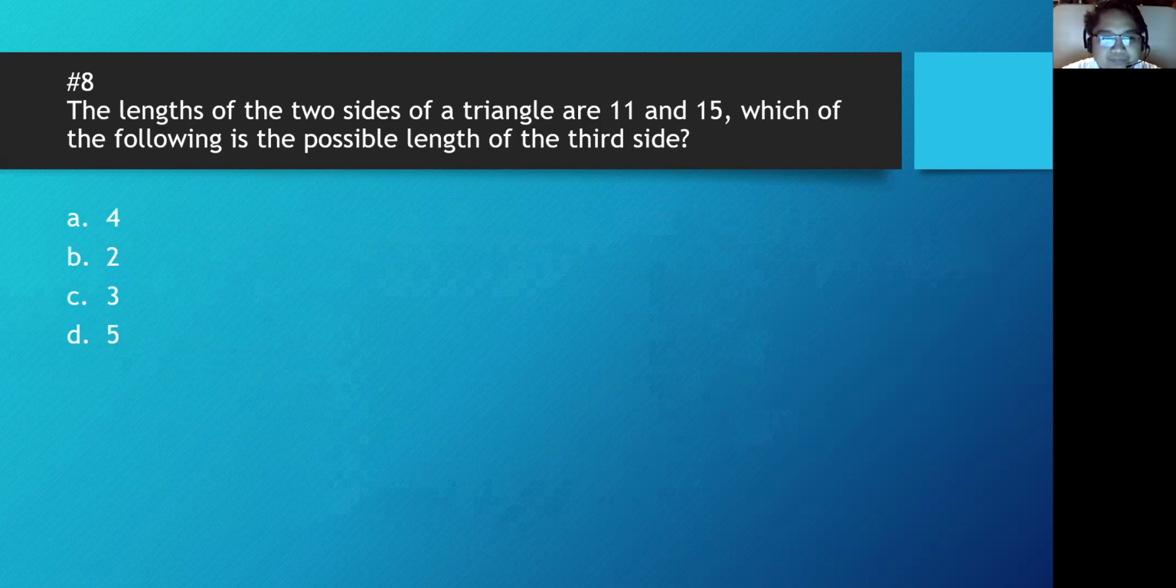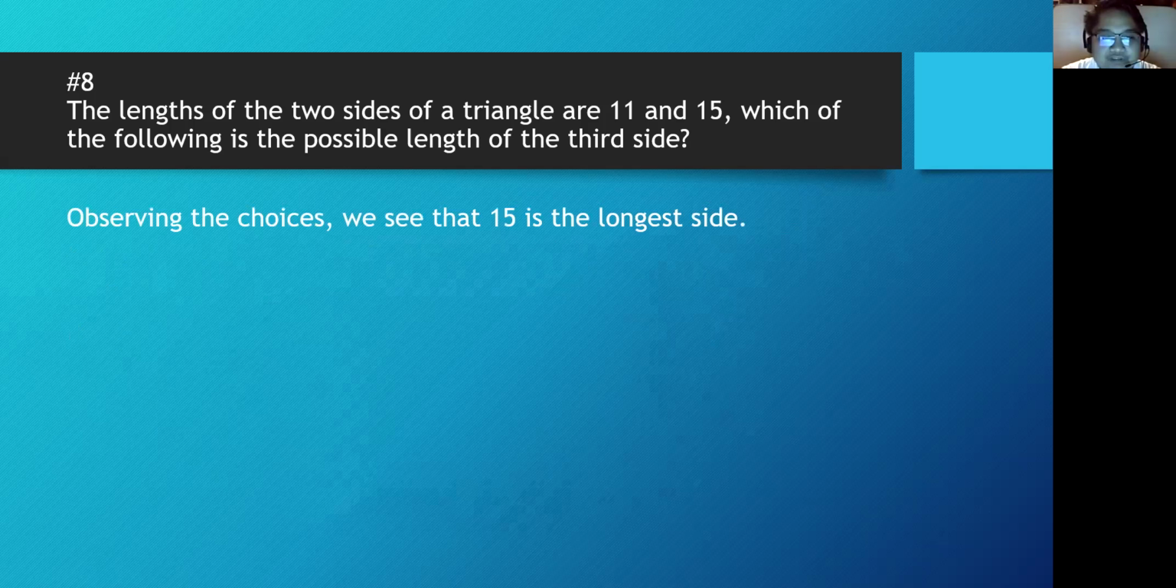So for the eighth problem, the lengths of two sides of a triangle are 11 and 15. Which of the following is a possible length of the third side? For this problem, there are actually two possible scenarios, in which the third side may be the longest or the shortest. But based on the given values of the problem, we can conclude that the third side is actually the shortest side, since all of the choices are less than 11 and 15. So recalling the triangle inequality, 11 plus x is greater than 15. Substituting the choices, the only possible answer is D, which is 5.